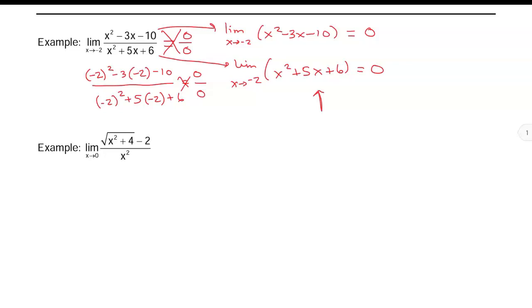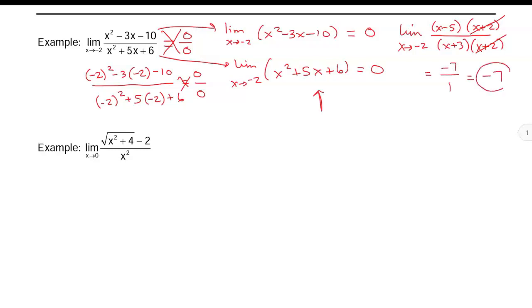Now that you realize there's an issue, we'll attempt to do some algebra. The first thing I'll try is factoring. Factoring does work. The numerator factors into x minus 5 times x plus 2, the denominator into x plus 3 times x plus 2. Now we're allowed to cancel the x plus 2 factor, and we can evaluate the limit. Substituting in -2, I get -7 in the numerator and +1 in the denominator. So in fact, this limit is -7.